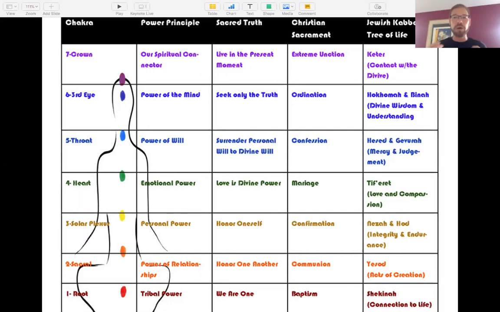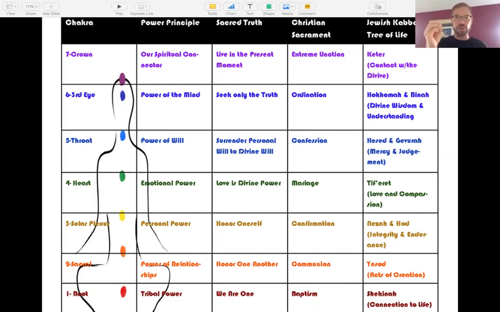Okay, this correlates with the sacrament of communion in Catholicism and ancient Christianity, and it correlates with that second part of the tree of life, which is the... what is that? Thoughts or facts of creation. Interesting. I have no idea what that says. But creation is not just one thing. It's really the interaction between things.